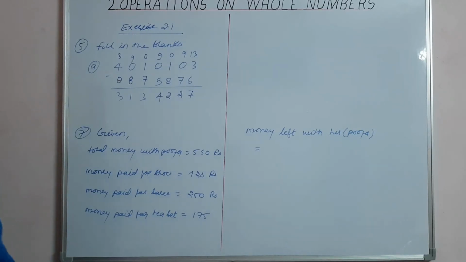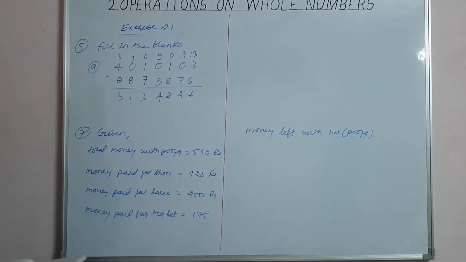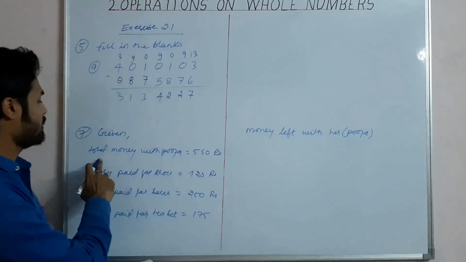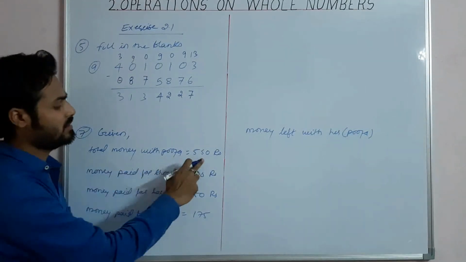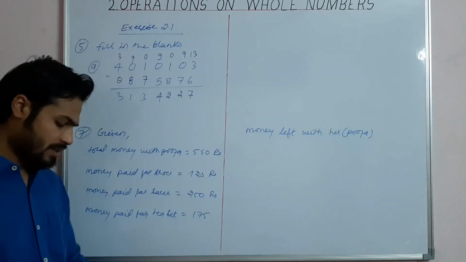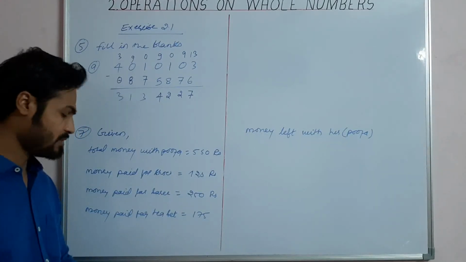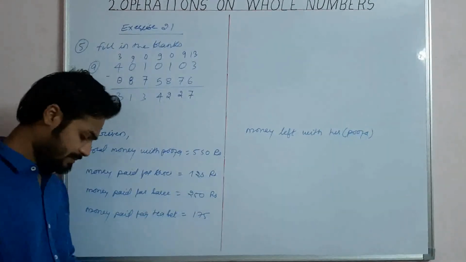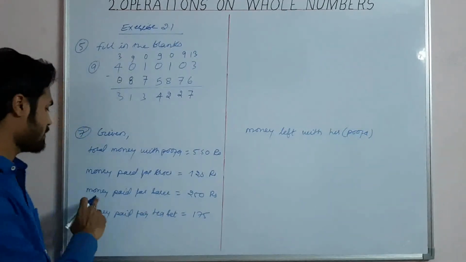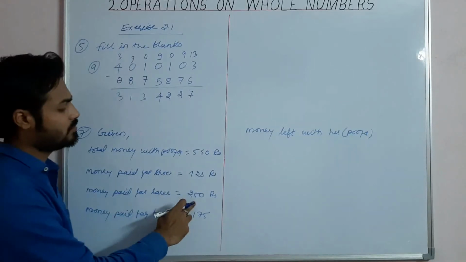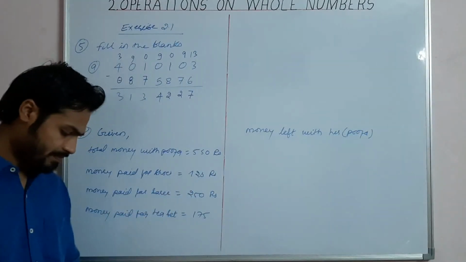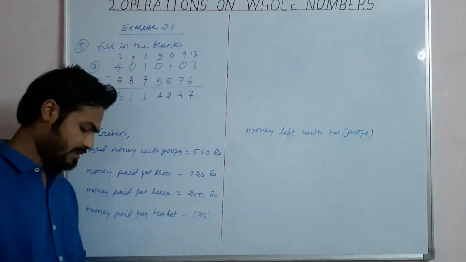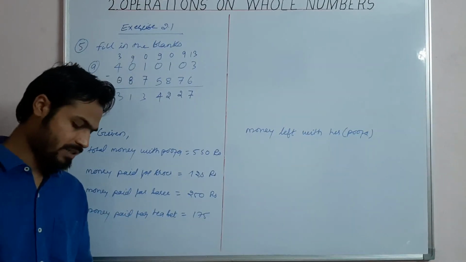Now taking the next problem. Problem number 7. Pooja went to the market with rupees 550. So total money with Pooja is 550. She bought a pair of shoes for rupees 125. Money paid for shoes 125 rupees. Next for a sari, money paid for the sari is rupees 250. And for a tea set 175. Money paid for the tea set 175. How much money was left with her?